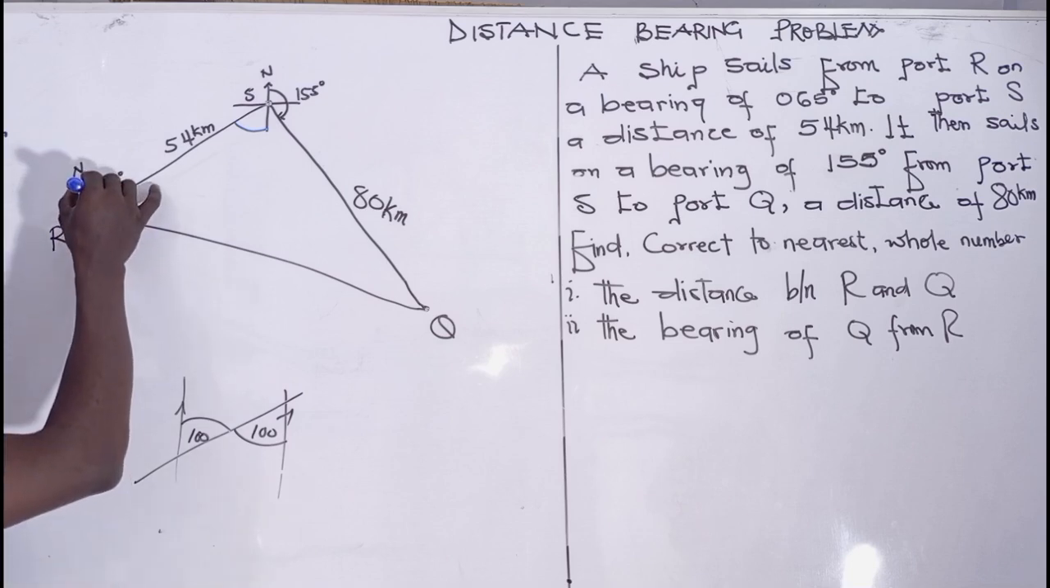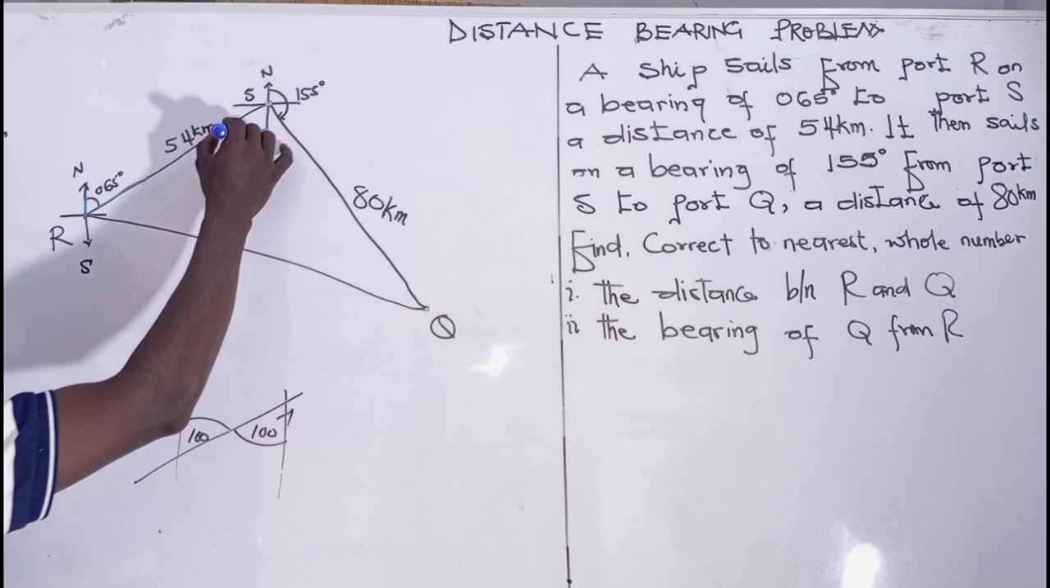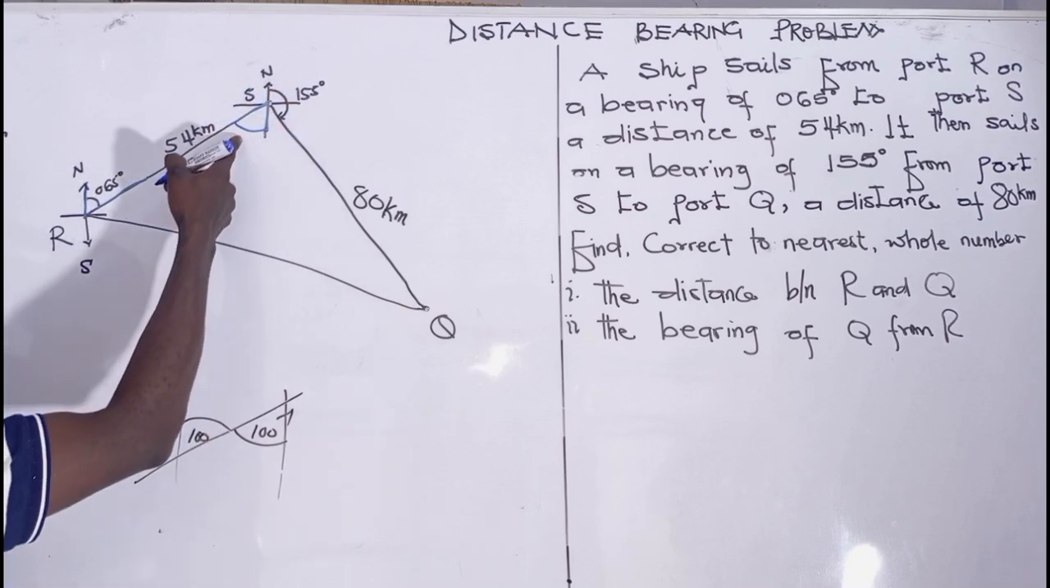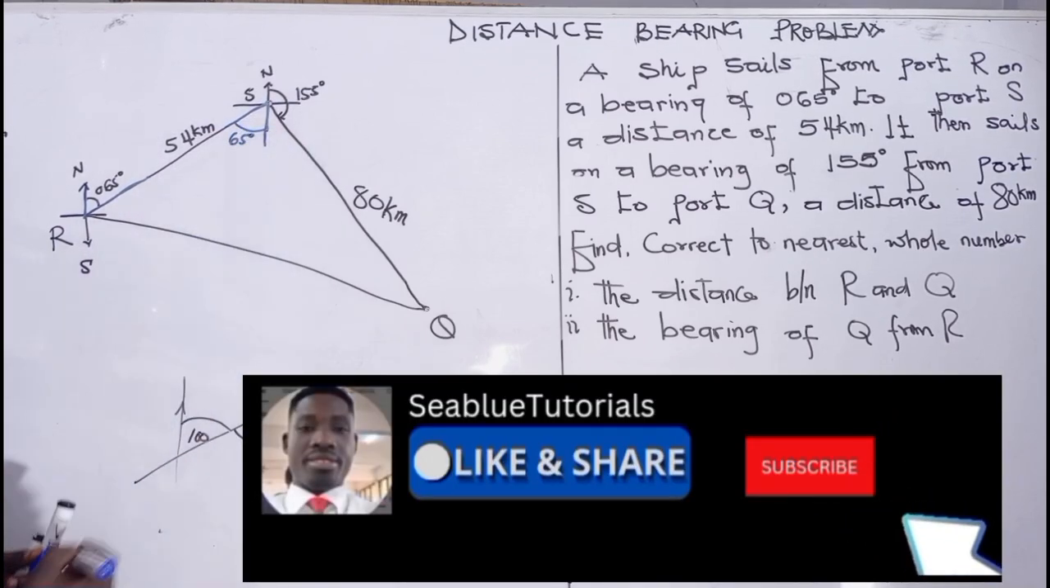So from here, we can see that this angle alternates with what? This angle. Therefore, this angle is equal to 65 degrees.